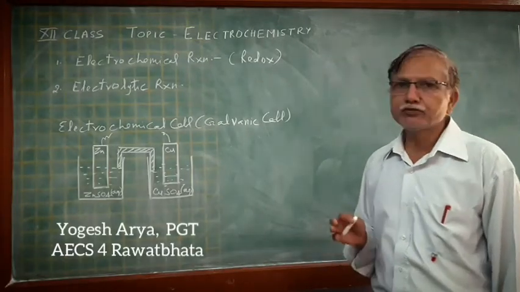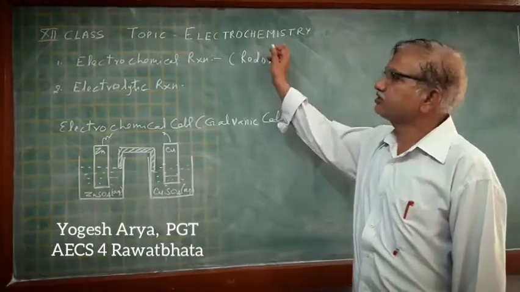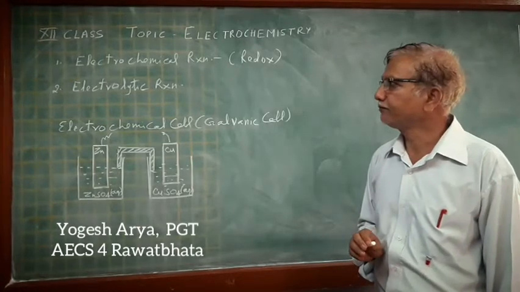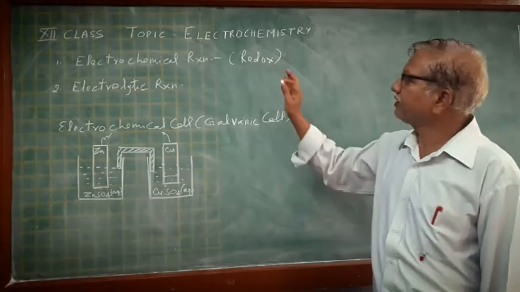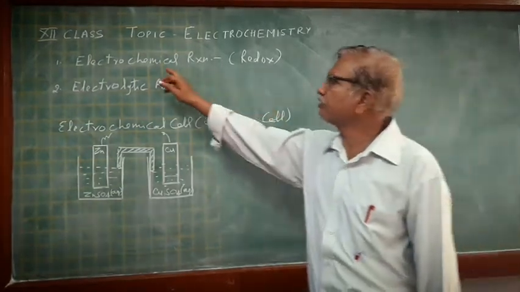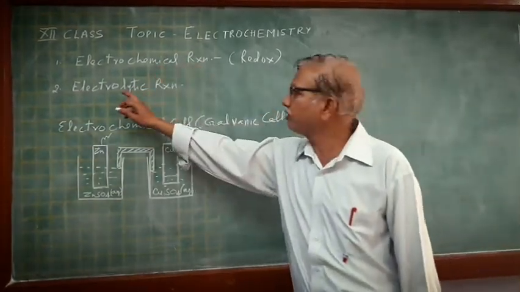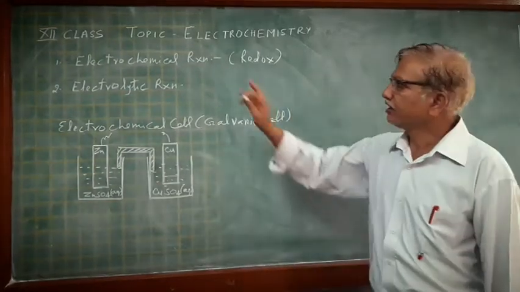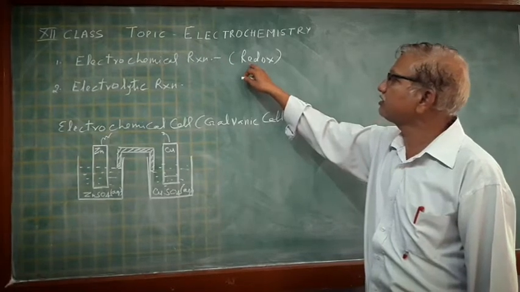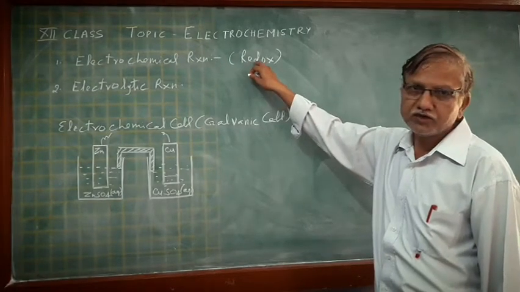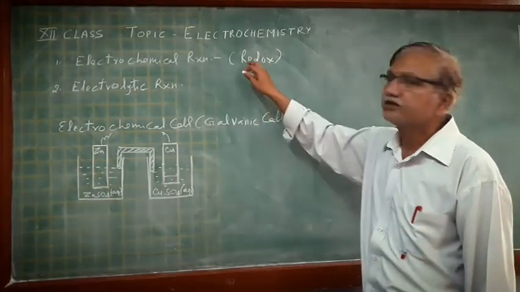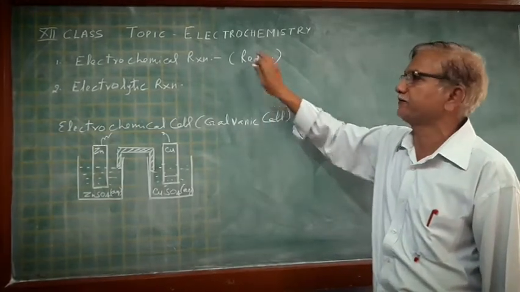Today I will explain electrochemistry, the third topic of 12th class chemistry part 1. This chapter deals with two types of reactions: number 1, electrochemical reactions, and number 2, electrolytic reactions. Generally these reactions involve redox. Redox means reduction and oxidation. When both reactions take place simultaneously, such reactions are called redox reactions.